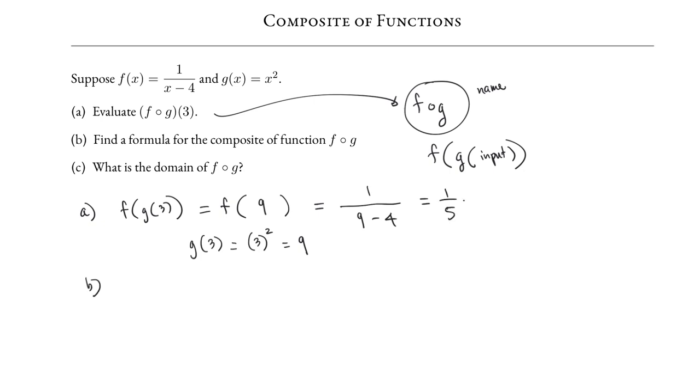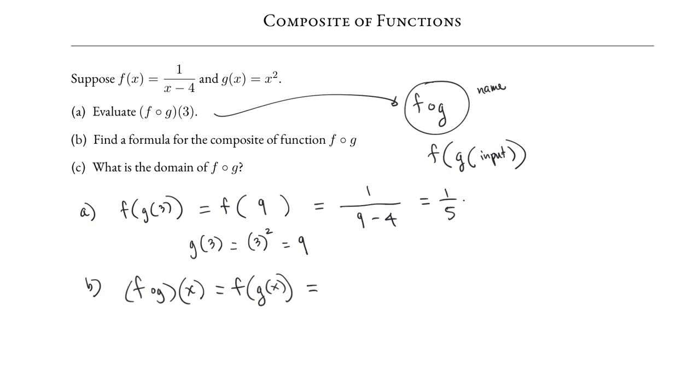B. Find a formula for the composite of the function f of g. A formula for the function is f of g of x. This doesn't mean multiplying x. This is simply function notation where the x is an input and it is the variable of the function. By definition, this is f of g of x. The outer function is f and the inner function is g.